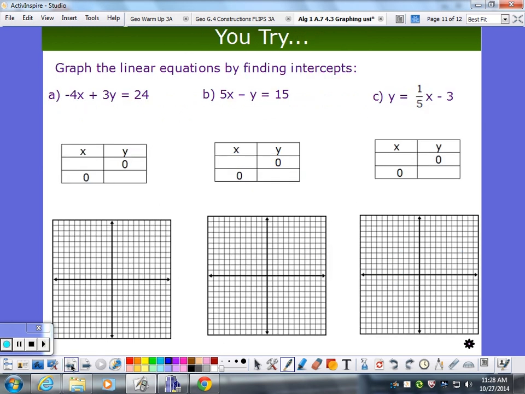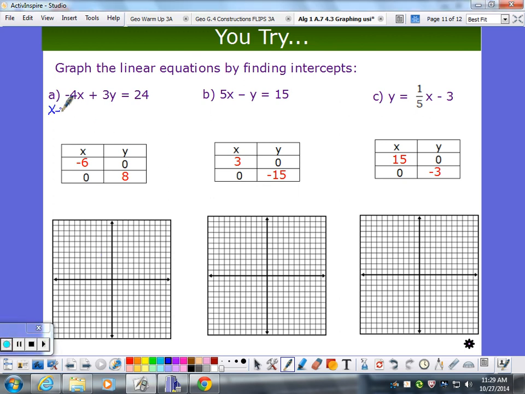Awesome. All right, go ahead and do your tries. When you think you have them, the results are up there: the x-intercepts and y-intercepts. Check your answers when you're done. Make sure you're doing this right, okay? I didn't make the chart. You don't have to use the chart if you don't want to.